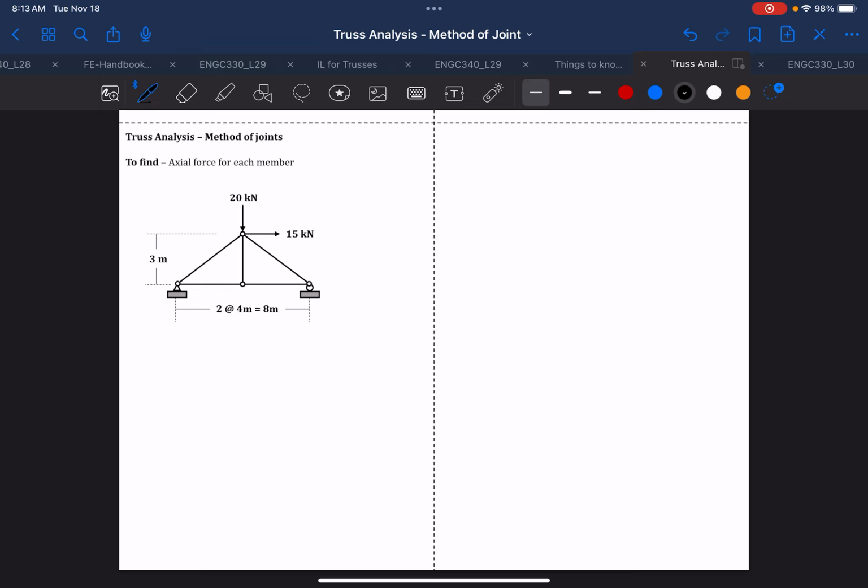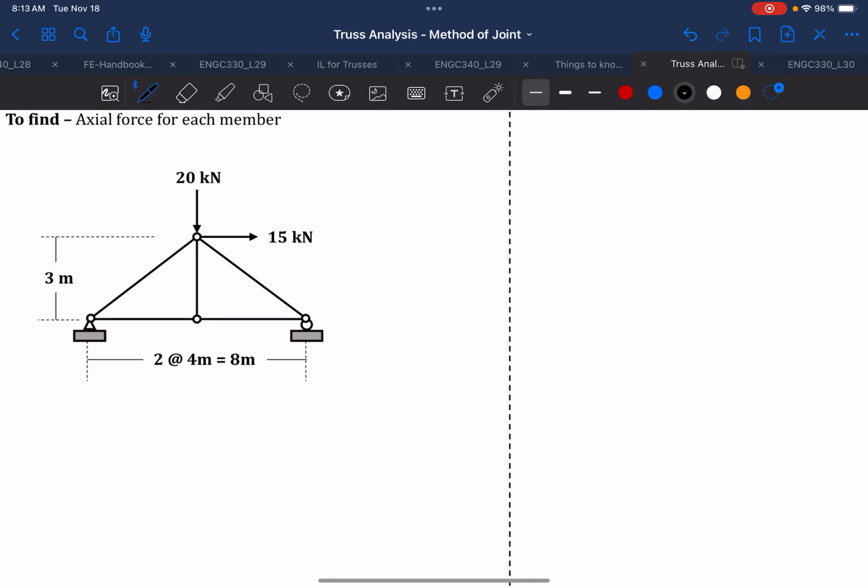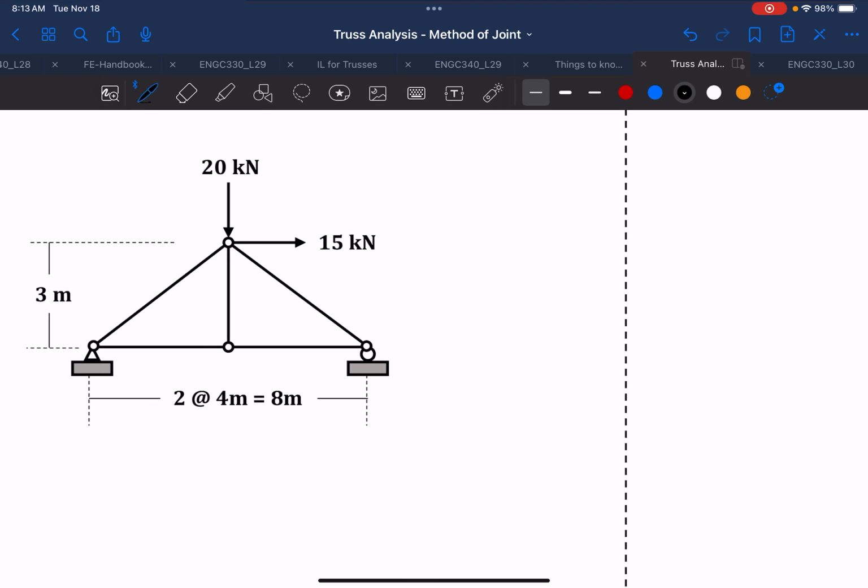Hello everyone. Today we're going to do a truss analysis using method of joints, and we are going to find all the member forces for each member. So this is a given truss, and we'll put labels A, B, C, and D.